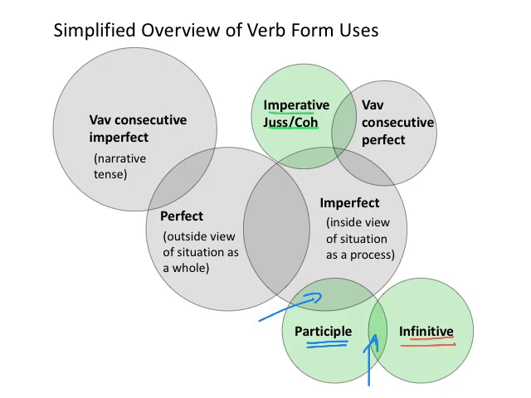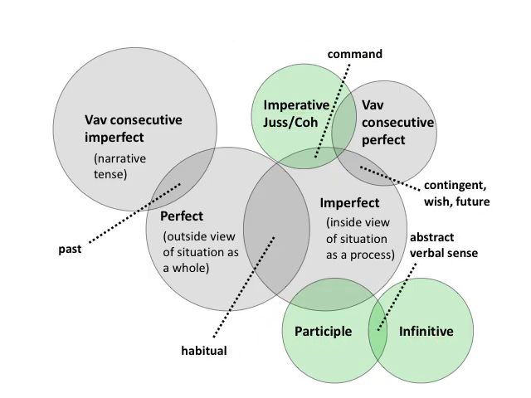Now, what not to get hung up on is why all these circles on the Venn chart are exactly where they are. All that's important here is to notice the relative relationship between the forms and overlapping functions with other related forms. So while each of these forms has a distinct function, one of the ways that the vav consecutive imperfect overlaps with a perfect is they can both relate to things that happened in the past. And so it depends on context how that works.